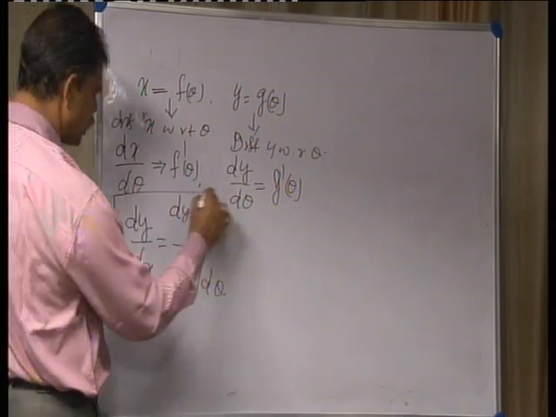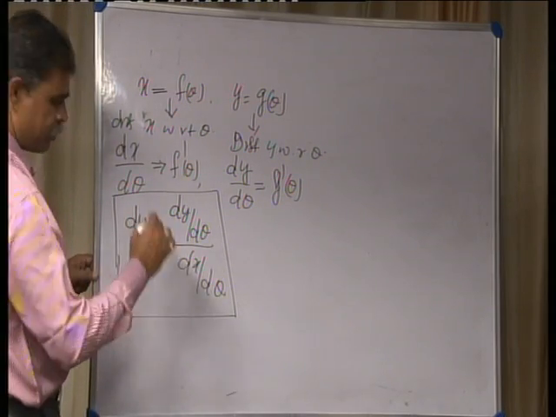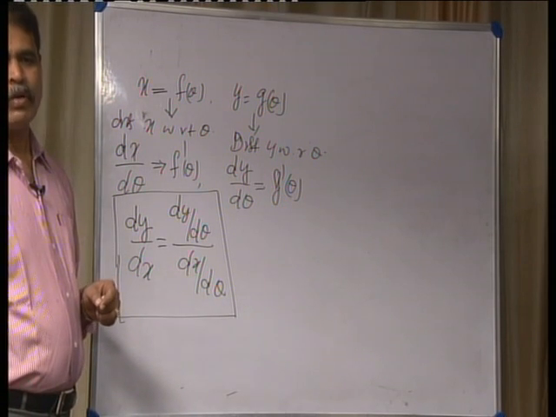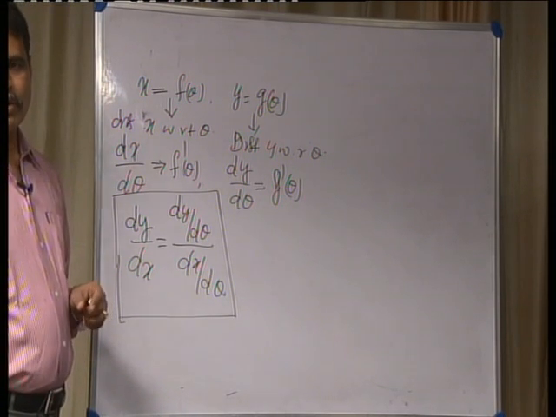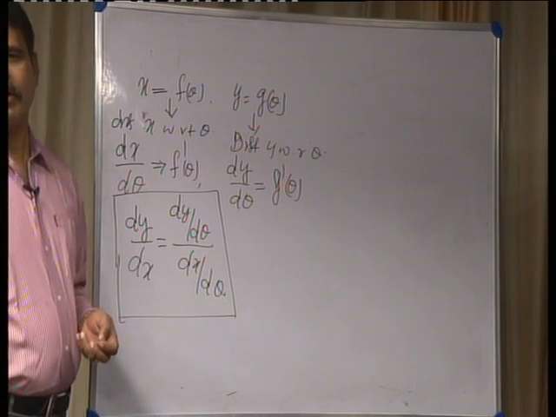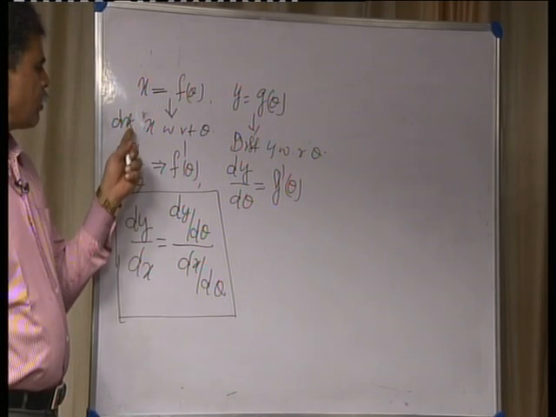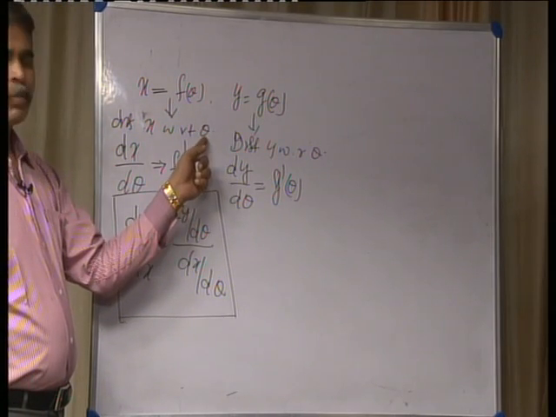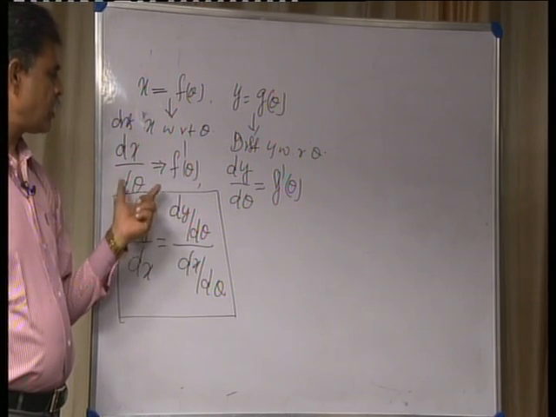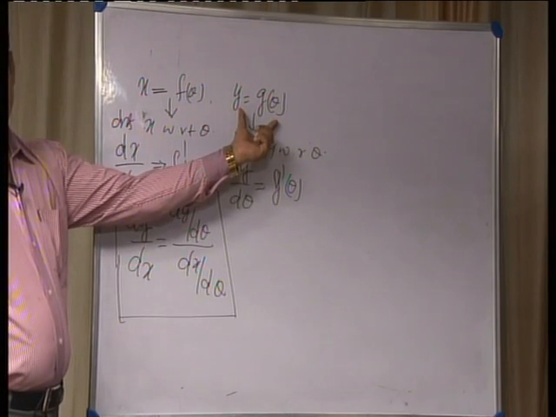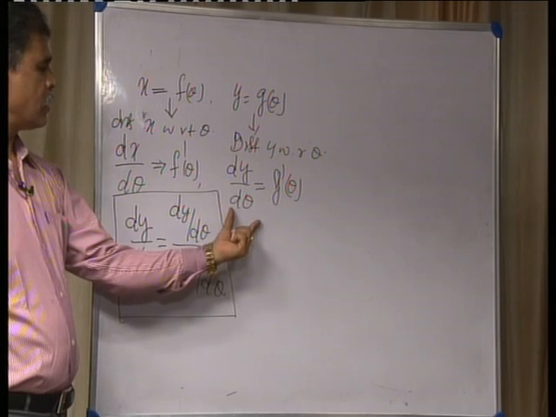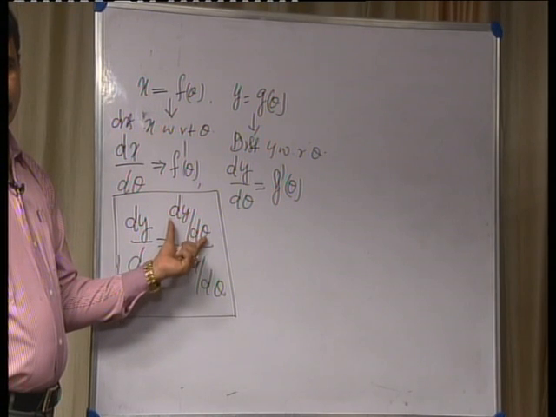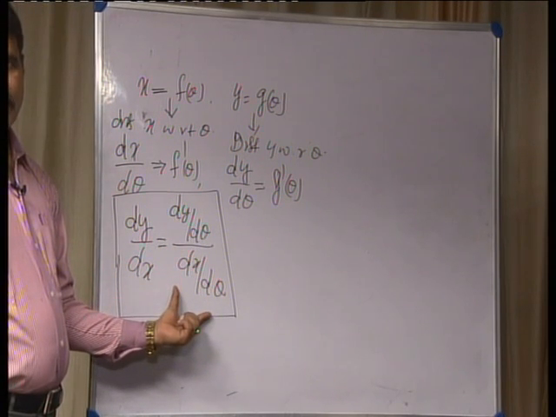This is known as parametric differentiation. x will be given in one parameter and y also will be given in the same parameter. Both should be differentiated with that common parameter. Here we have taken x in theta, y in theta. x is differentiated with respect to theta, we get dx by d theta, y is differentiated with respect to theta, we get dy by d theta. Finally, dy by dx is taken as dy by d theta divided by dx by d theta.